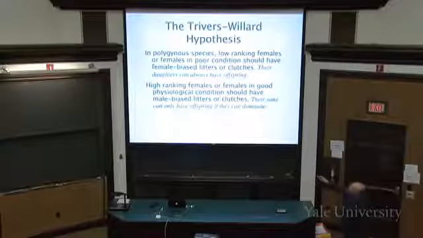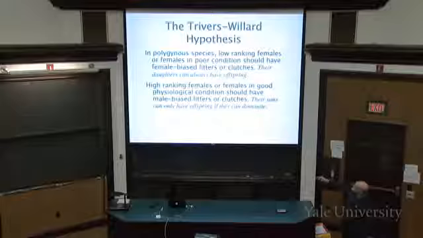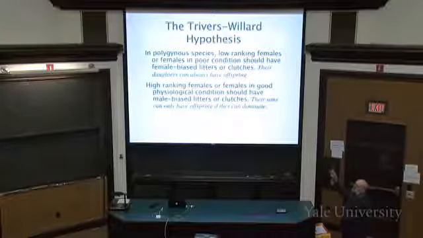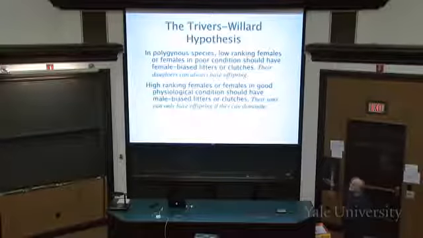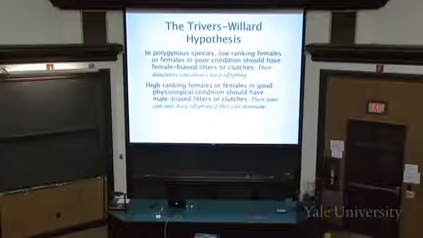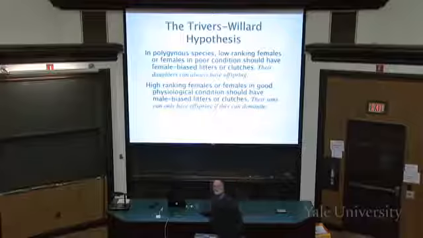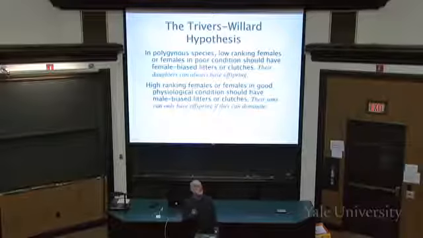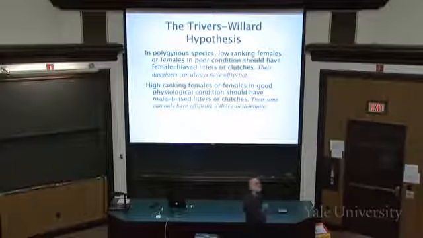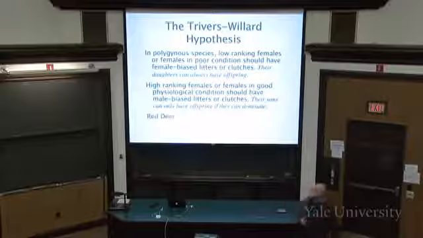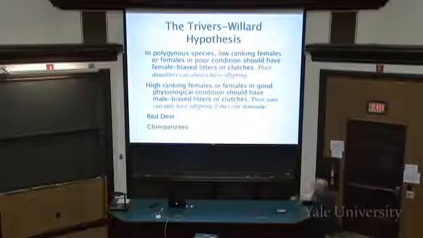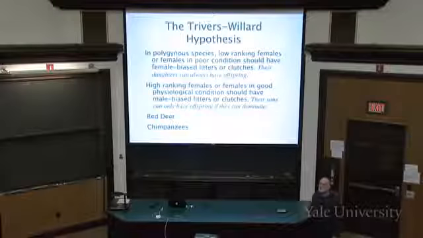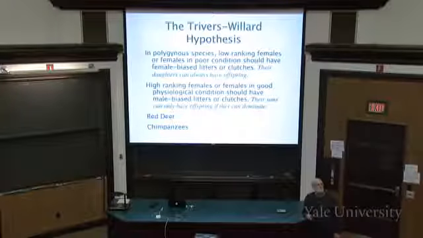On the other hand, high-ranking females, or females in good physiological condition, should have male-biased litters or clutches. The reason for that is that their sons can only have offspring if they can dominate, so you're not going to invest in a male offspring unless you're pretty sure that it's going to grow up and be able to actually win competitions. So the examples we'll look at are red deer and chimpanzees, and at the end I'll mention the German farmers. Okay.